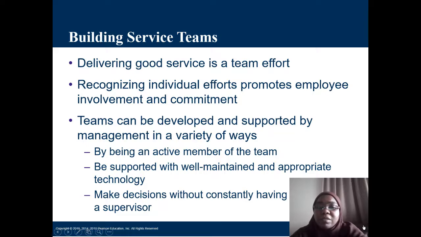Teams can also be developed and supported by management in various ways, one of which is by being an active member of the team, and by supporting with well-maintained and appropriate technology. You can support your team by providing well-maintained and appropriate technology to aid their job. Then let them make decisions without constantly having to check with a supervisor. That is another way in which management can support employees. Try to give them some level of flexibility to make particular decisions in the company without necessarily having to wait for the supervisor. This gives them some level of involvement and commitment.